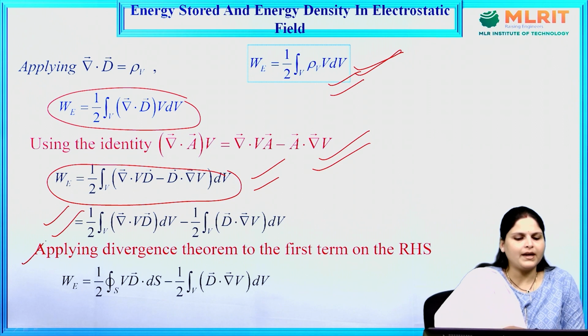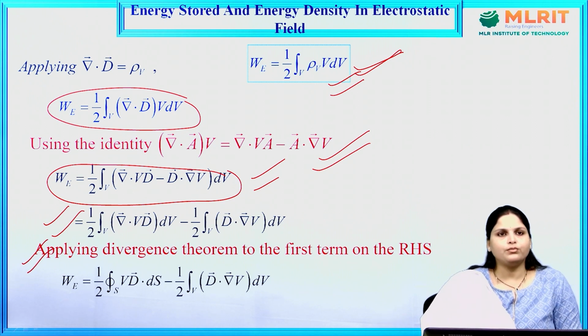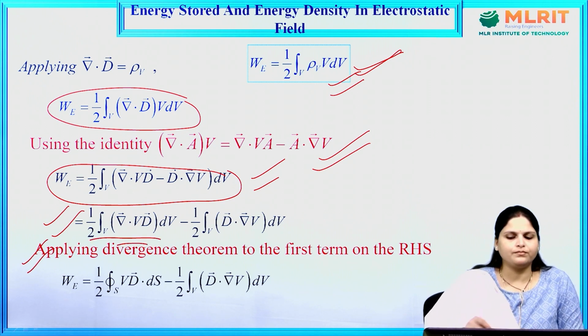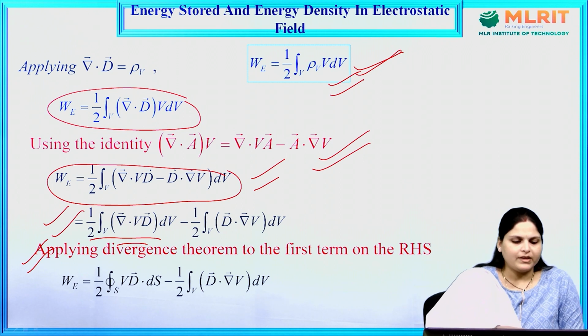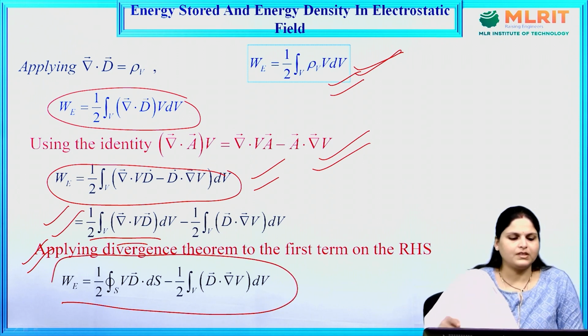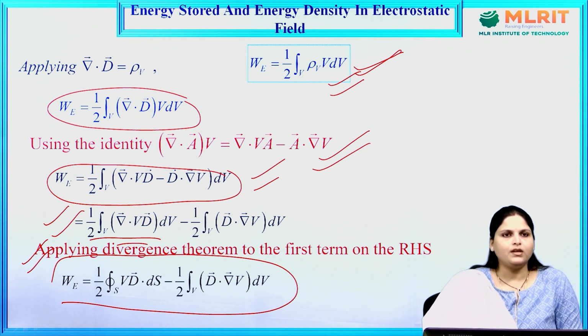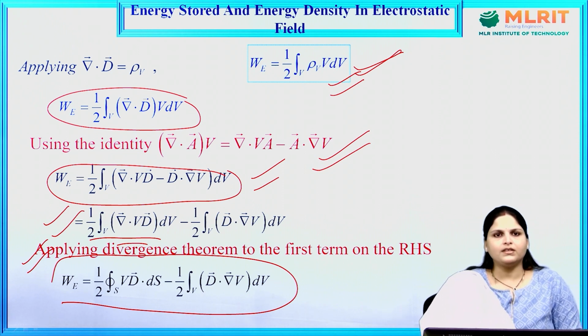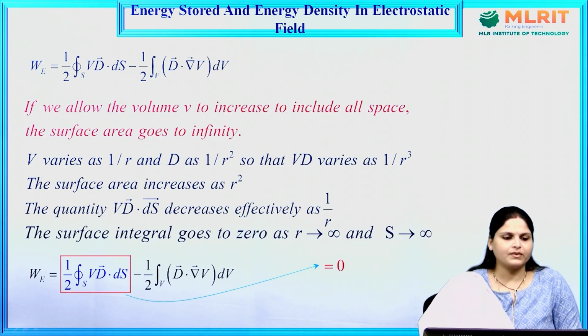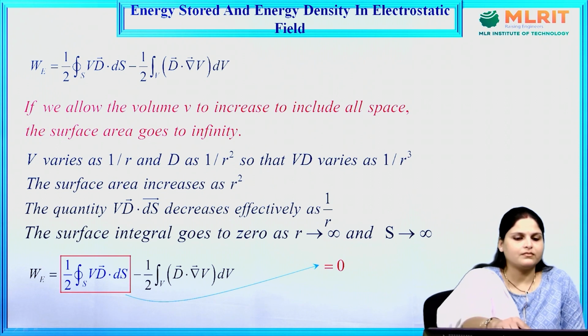Now we can apply the divergence theorem to the first term, and we get WE equals 1 by 2 integration of VD dot dS minus 1 by 2 integration of D dot del V dV. Further we get this equation.